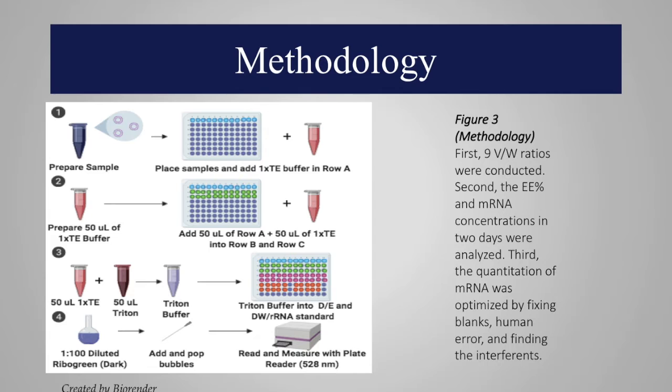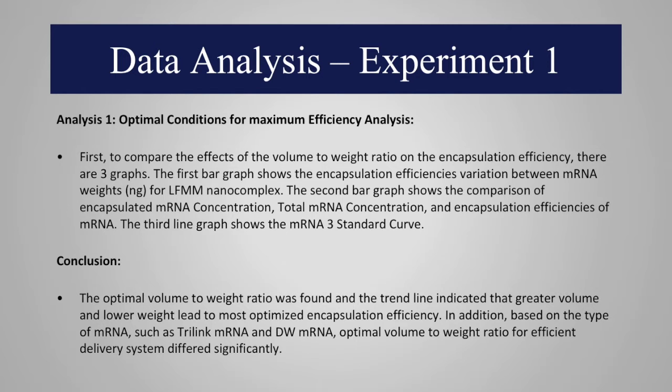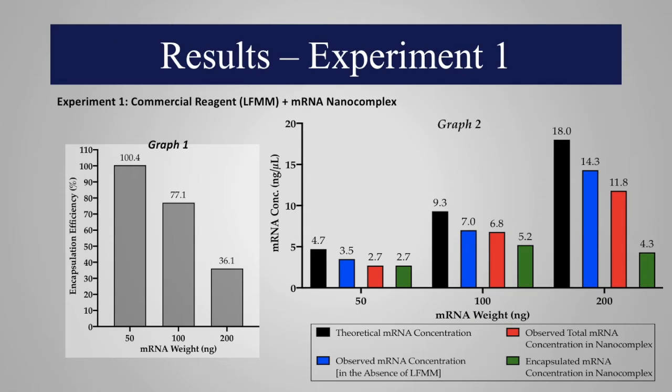the mRNA concentrations. In our first experiment, we looked at the volume to weight ratios, and we found that 50 nanograms of mRNA to 50 microliters of LFMM was the most optimal. This optimal condition led to a significantly increased encapsulation efficiency, specifically around a 33% to 64% increase in encapsulation efficiency. Hence, this found a concrete result of the optimal volume to weight ratio to optimize encapsulation efficiencies.